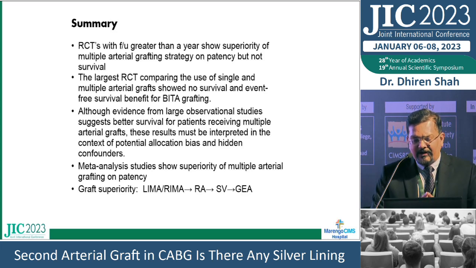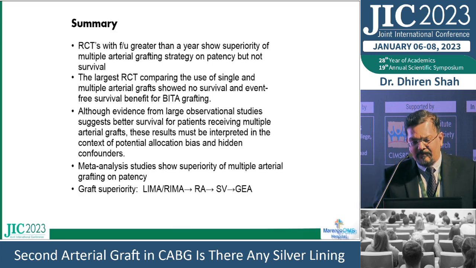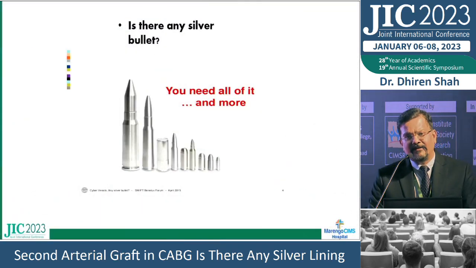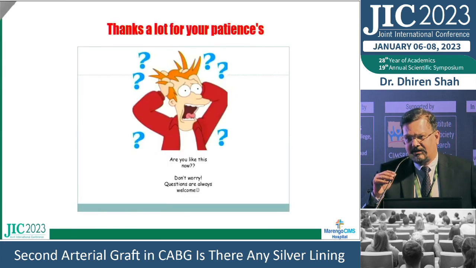And in superiority of grafts, LIMA and RIMA are better than radial artery, which is better than venous graft, which is better than gastroepiploic graft. So this is the take-home message, and there is no one single bullet. You need everything in your armamentarium when you're treating a patient. So that is very important to understand at the end. Thank you very much, and I appreciate it.